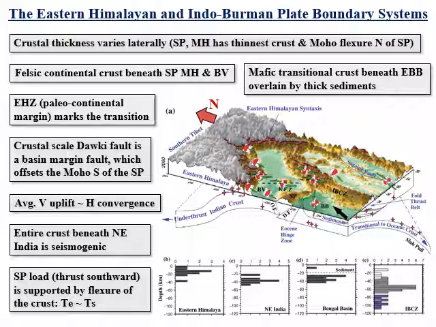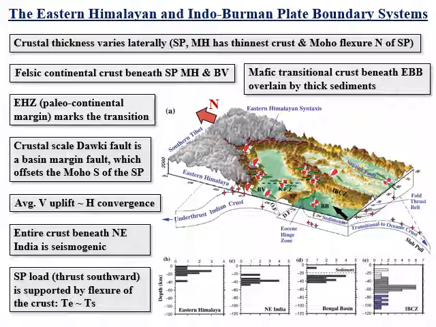The second thing that we observe is that the Shillong Plateau and the Mikir Hills are underlain by felsic continental crust, whereas the region underneath the Bengal Basin is underlain by mafic transitional crust, which is of thickness about 20 kilometers, and this is overlain by the thickest pile of sediments varying between 18 to 22 kilometers. The Eocene hinge zone marks the paleocontinental margin or the transition from this continental crust into the transitional crust.